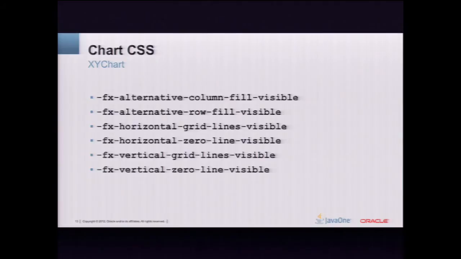Similarly, you can set horizontal grid lines visible and vertical grid lines visible, and that allows you to turn off either the vertical or the horizontal lines in the grid. You could turn those lines off and, by using the alternate column or alternate row visible settings, still see where the changes between the columns or rows are, without explicit lines in the graph itself. Similarly, you can set the horizontal zero line and vertical zero line to be visible or invisible, which is the line you'll see along the zero axis.